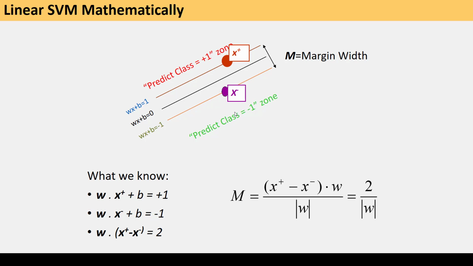So what is the margin now? Margin is equal to 2 by the magnitude of w. W is a vector, which has a magnitude, so 2 by the magnitude of w is the formula. Substituting the values from the data set into this formula will give us the margin of the hyperplanes in a linear SVM.